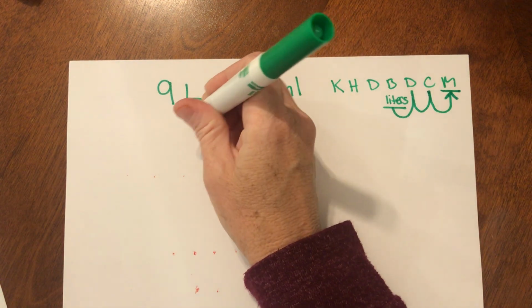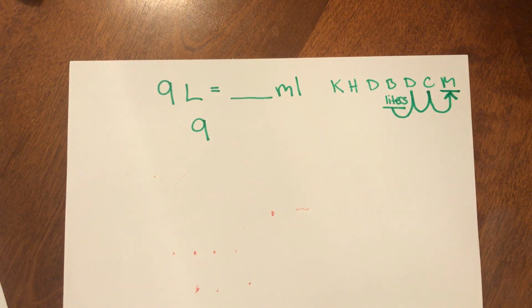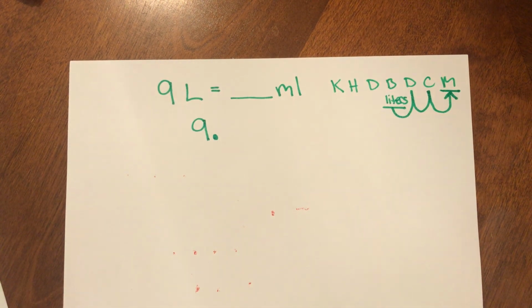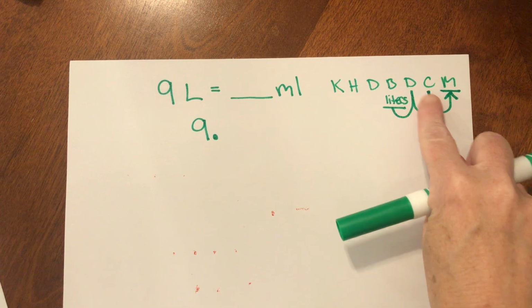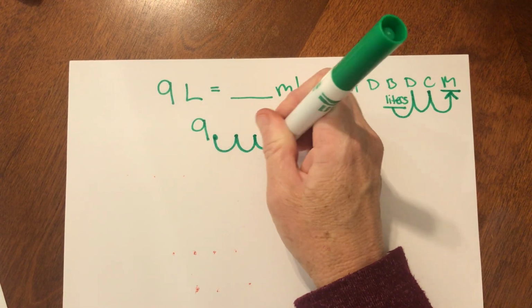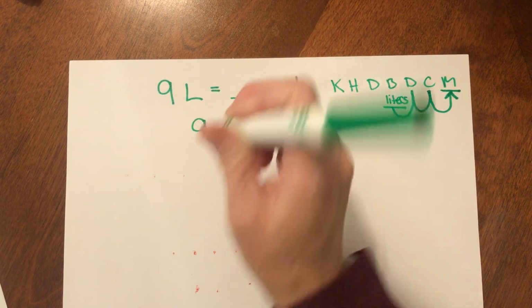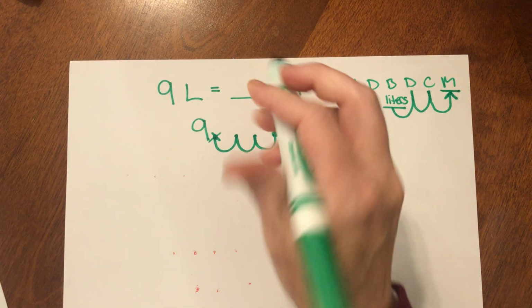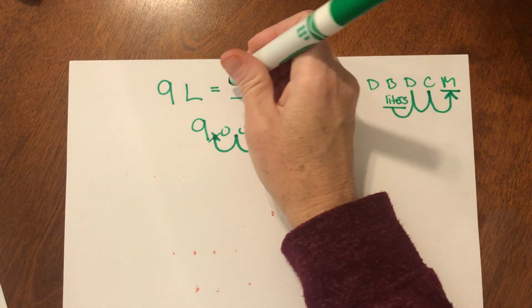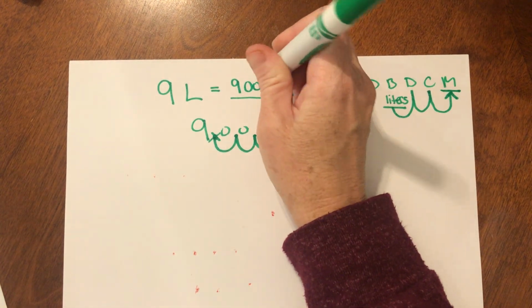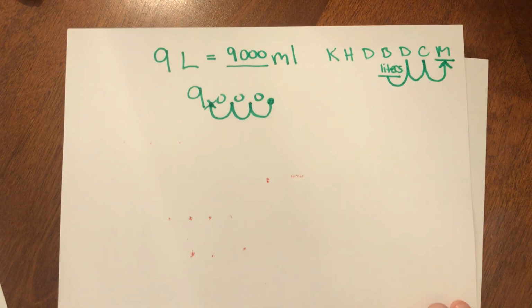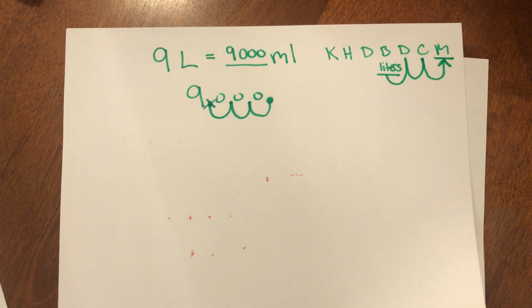Okay, so let's take our number, 9. It doesn't have a decimal, so let's add one at the end. And we're going to move 1, 2, 3 spaces to the right. 1, 2, 3. So that's where it is now. And we have some empty spots, so they need to be filled in. So 9 liters is the same as 9,000 milliliters. Okay, let's try another one.